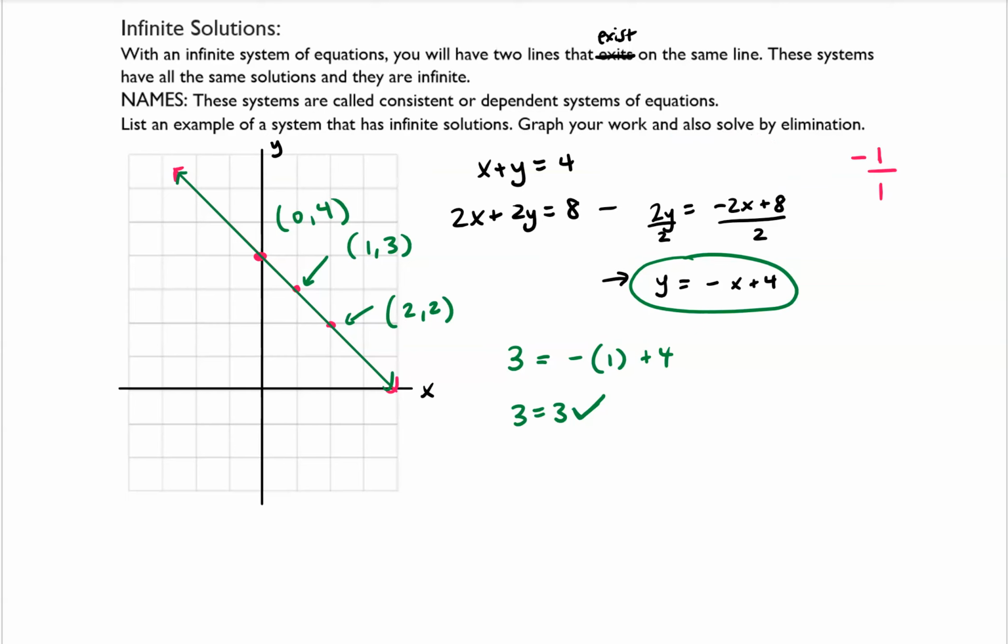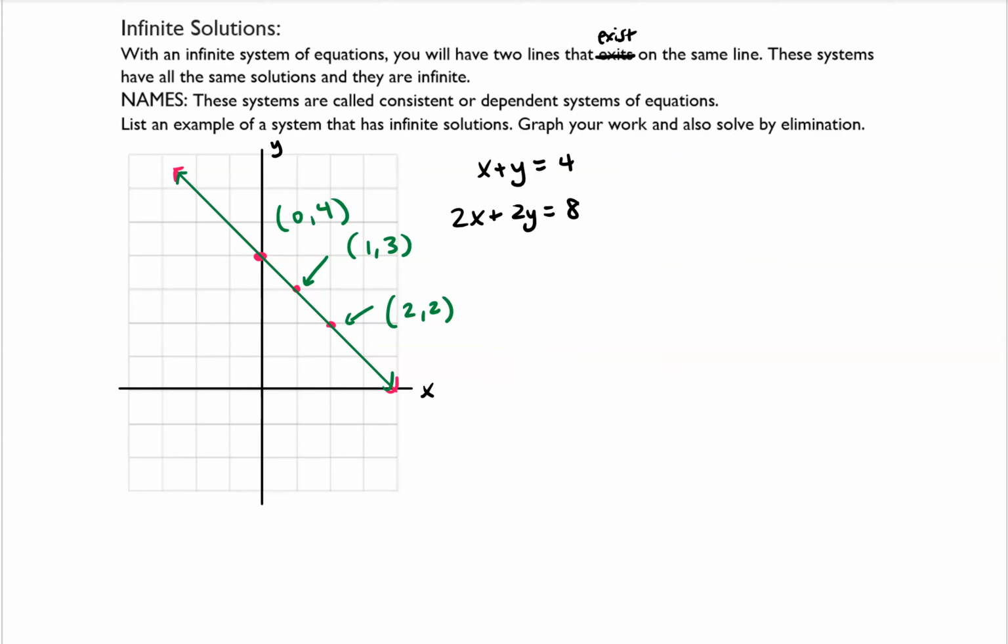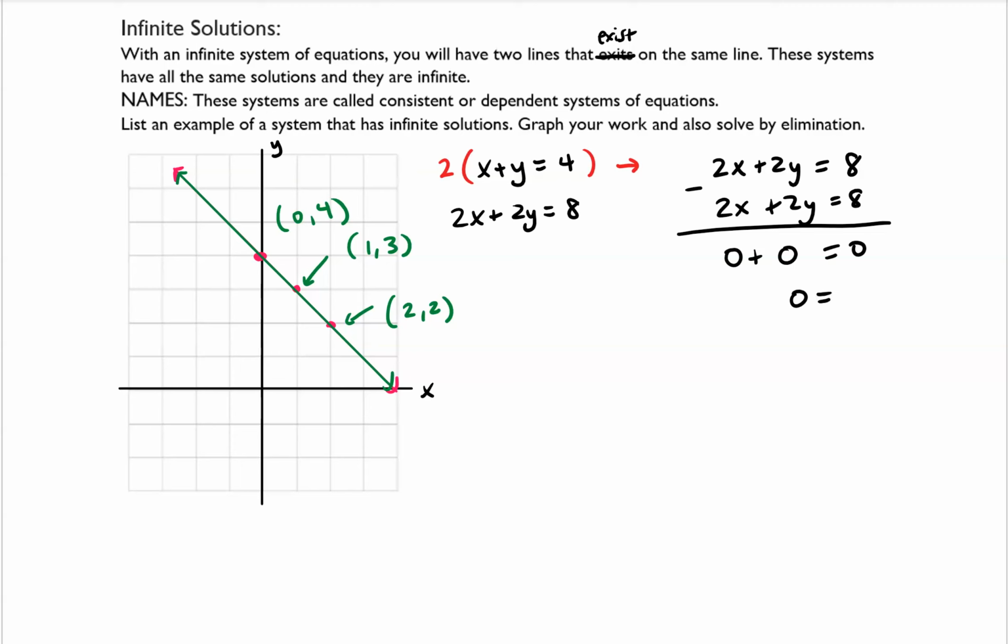Now, let's move back to looking at the original two equations and think about how we might have solved this using the elimination method. So I'm going to multiply the top equation by 2, and if I do that, my new equation becomes 2x plus 2y equals 8. And notice that that is the same equation as the bottom equation. So if I subtract these, I'm going to get 0 plus 0 equals 0, or just 0 equals 0. And when is that true? Well, that's always true. So that's what tells us that there are infinitely many solutions to this particular system of equations.